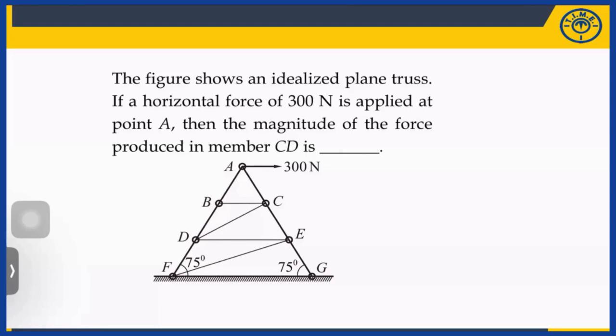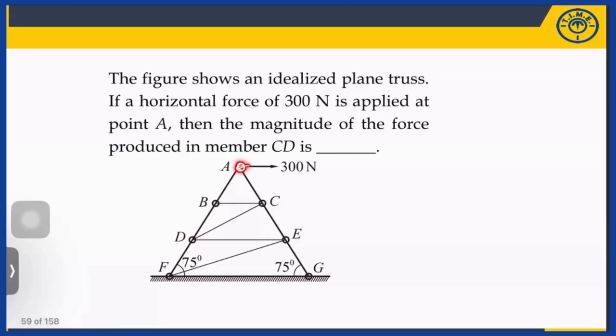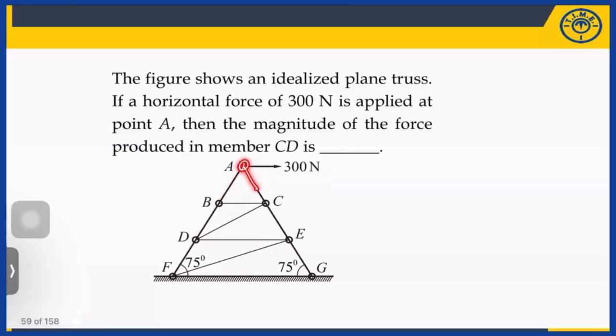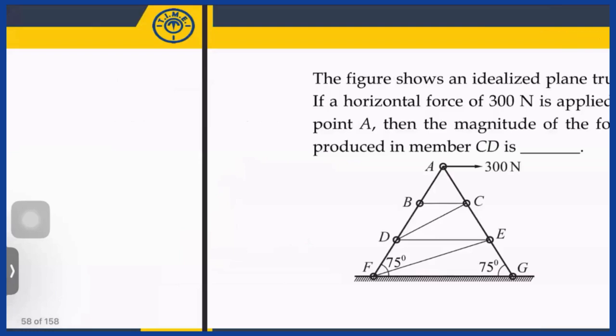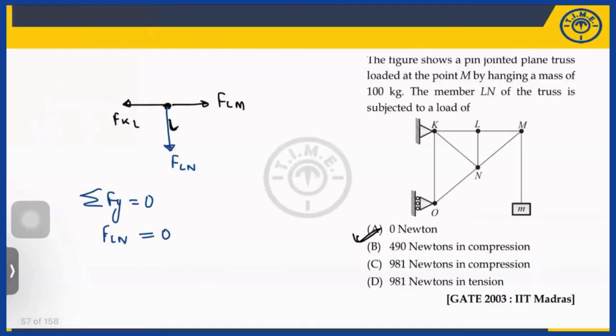Did you understand? They are framing the question: how many members having zero force? How will you identify? You can calculate by using the method of joint also. Consider this joint, calculate the force in these two members, then proceed here, then here, then here. But if you remember these three cases, automatically you will get the answer. Is this question clear? Force in the Ln value is zero. Okay, sir.